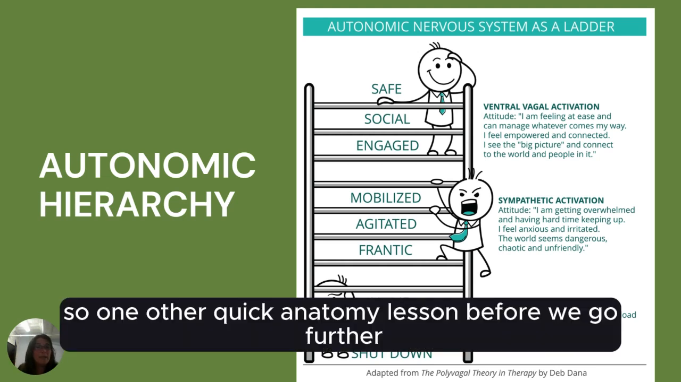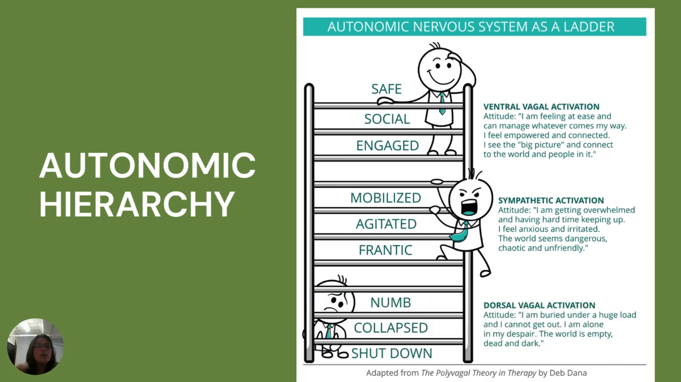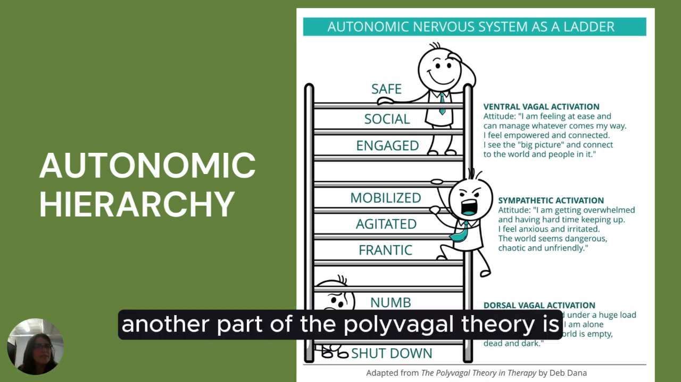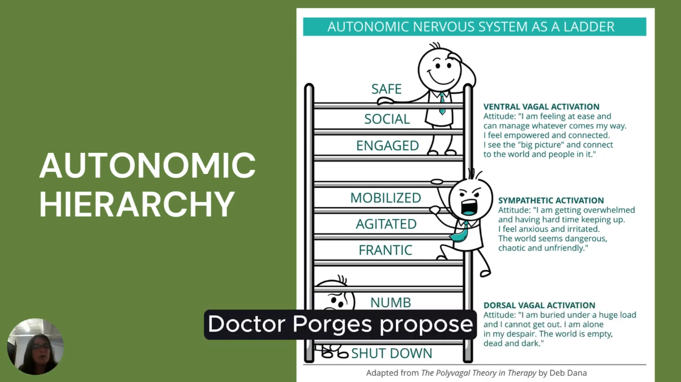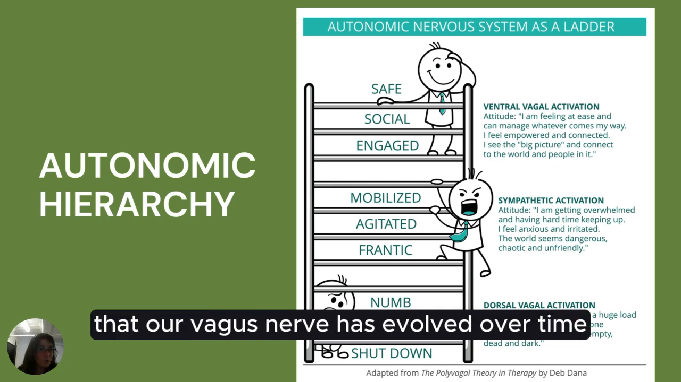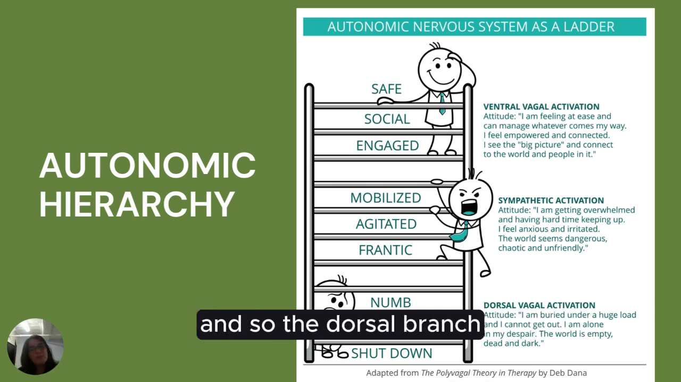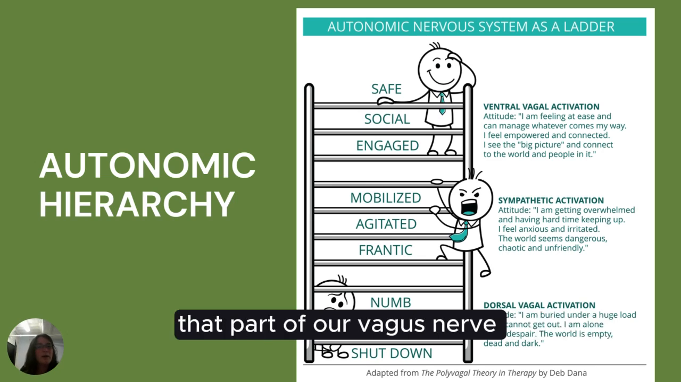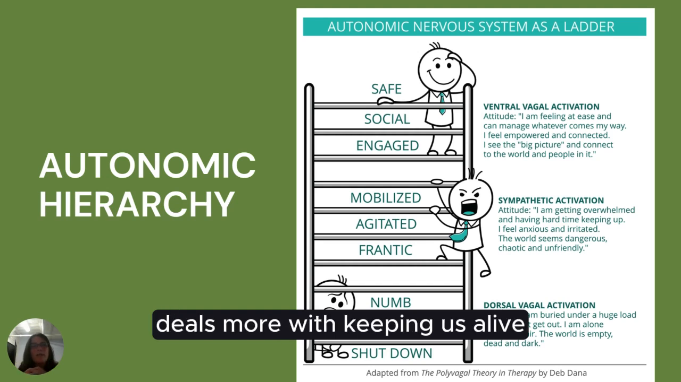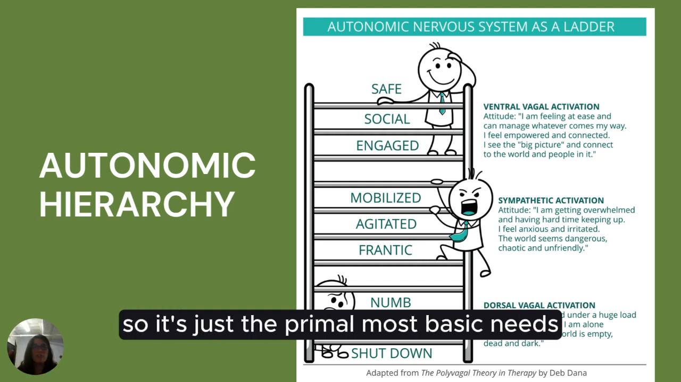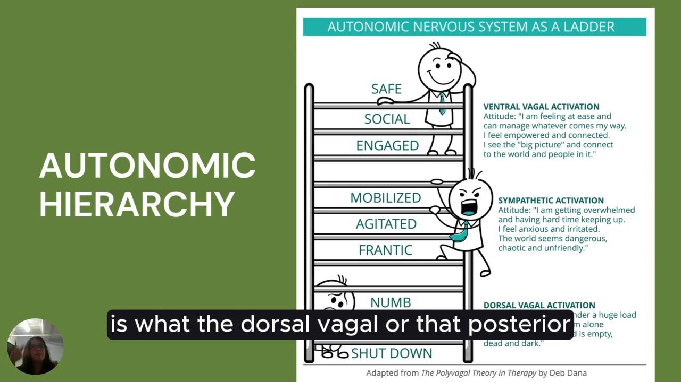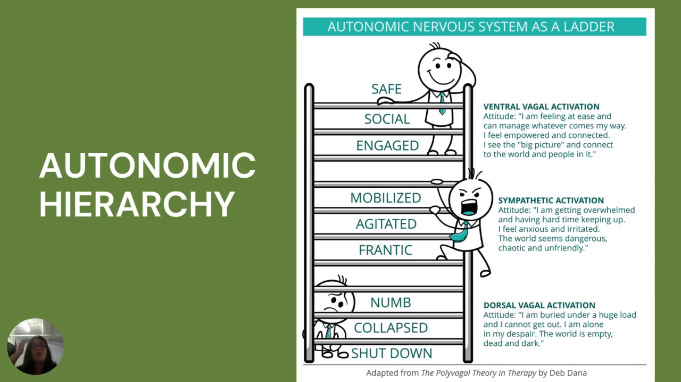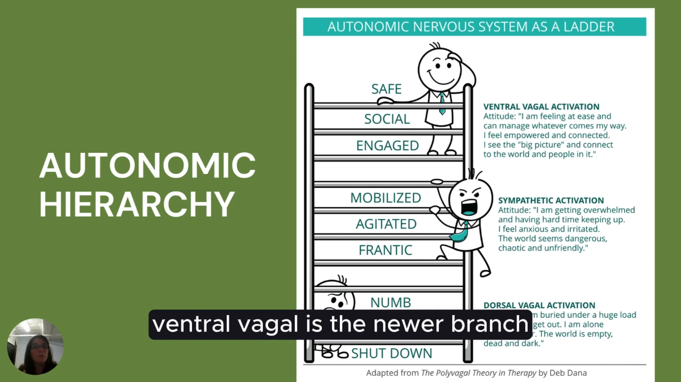One other quick anatomy lesson before we go further. Another part of the polyvagal theory is that Dr. Porges proposed that our vagus nerve has evolved over time. The dorsal branch is the more primitive branch of our vagus nerve. That part is not conditioned, but it deals more with keeping us alive. It's just the primal, most basic needs that the dorsal vagal, that older branch of vagal, handles. Ventral vagal is the newer branch.